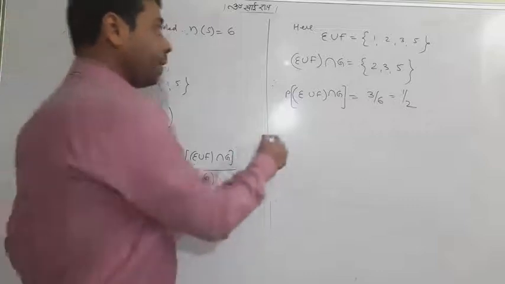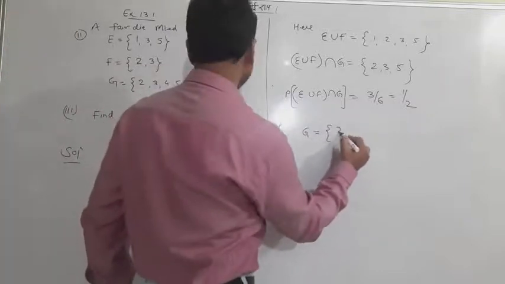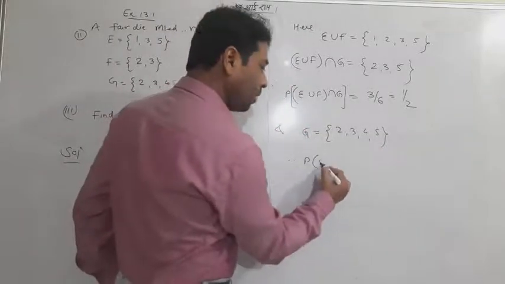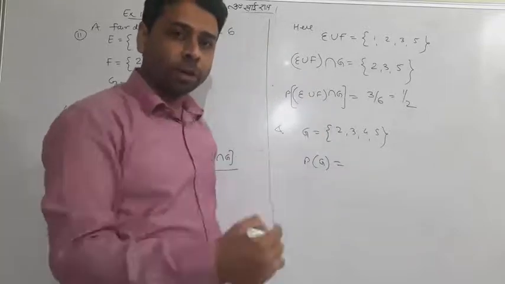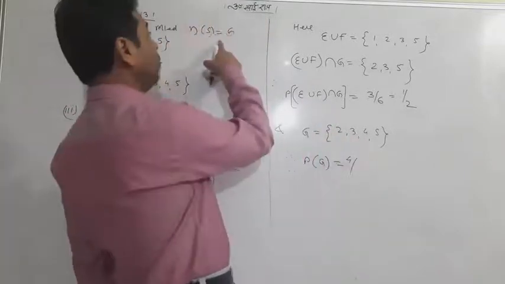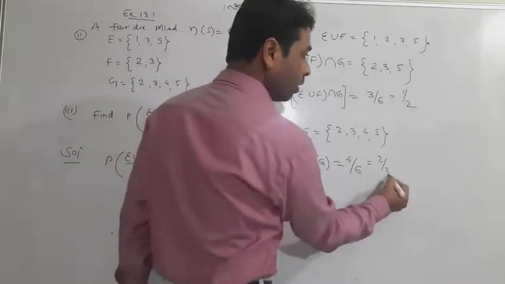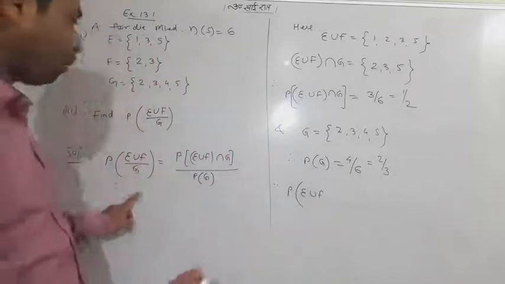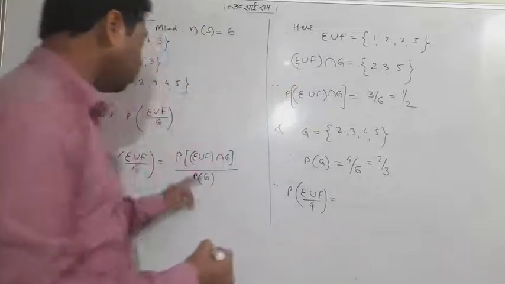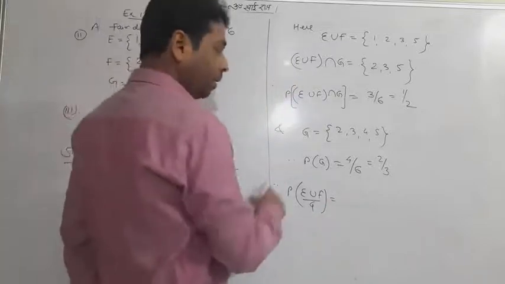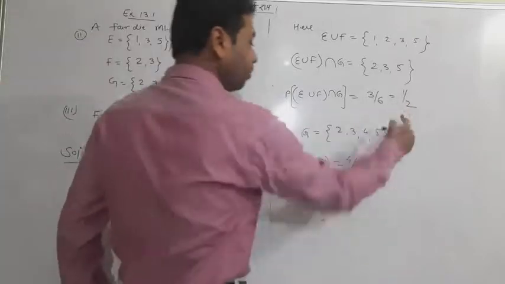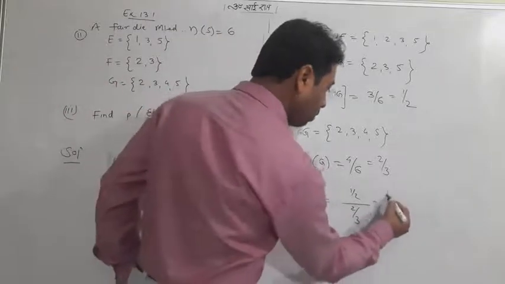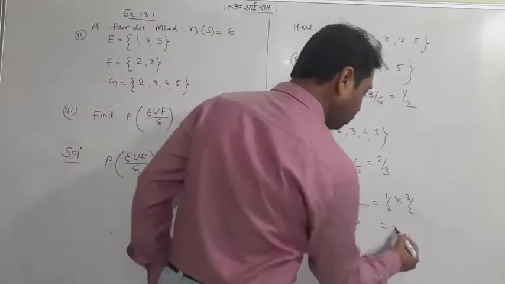And what about P of G? We have G equal to 2, 3, 4, 5. So what is P of G? Again very easy. P of G is equal to N of G upon N of S. N of G is 4, N of S is equal to 6, meaning 2 by 3. So lastly, P of E union F upon G is equal to, by the formula we have already written, the value of this is 1 by 2 and this value is 2 by 3. So the last answer will be 1 by 2 into 3 by 2. So the answer will be 3 by 4.